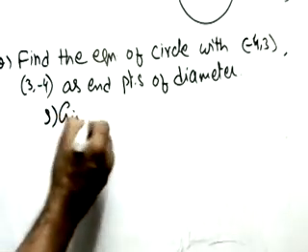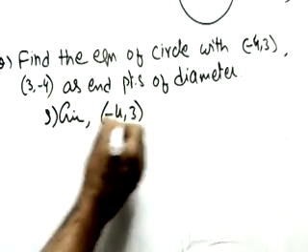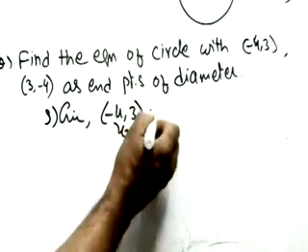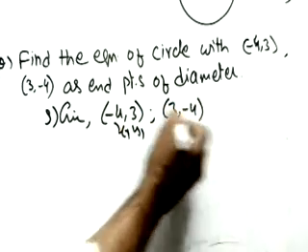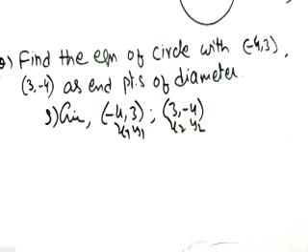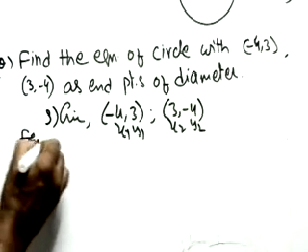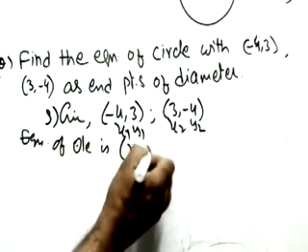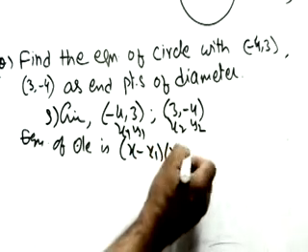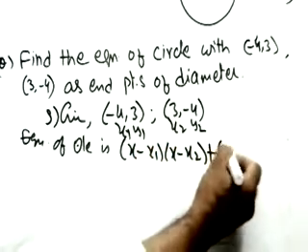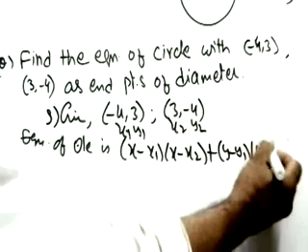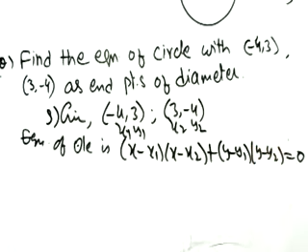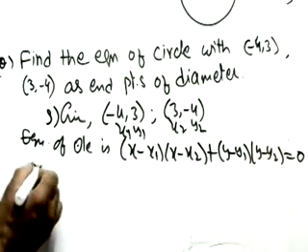Find the equation of circle with given points minus 4 comma 3. Suppose this has x1 y1, this has x2 y2. So we want the equation of circle. So the equation of circle is, we know the formula, x minus x1 into x minus x2 plus y minus y1 into y minus y2 equals to 0.